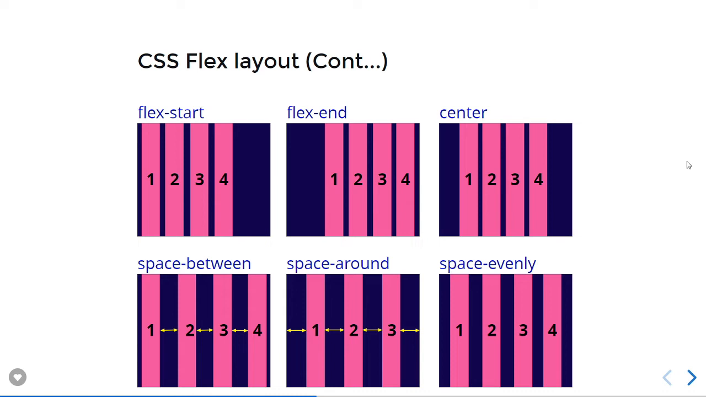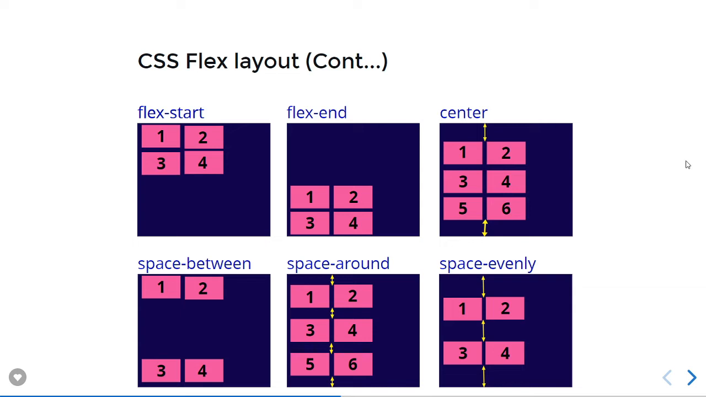So here is the example. The first is flex start, flex end, which changes all to the end of the space. Center centers the elements. Space between creates space between all elements. Space around creates space between and sidewise. Space evenly creates equal space around and between.